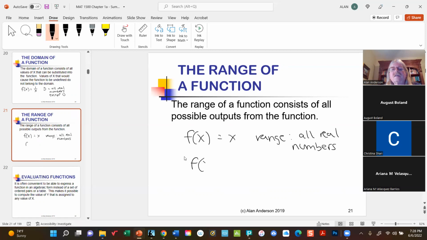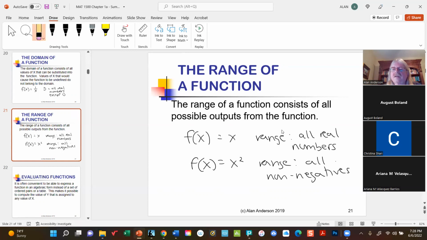But for something like this, the range is all non-negative numbers. Because obviously when you square a number, positive or negative, it's going to end up being either zero or positive. Okay, and in math, when we allow for the possibility of there being a zero, instead of calling them positive, we call it non-negative. Non-negative simply means positive plus zero, okay? So for many functions, the range is all the real numbers, but in many cases, it is not. Here you can see in the first case, it would be all the real numbers. In the second case, it would be everything except zero.